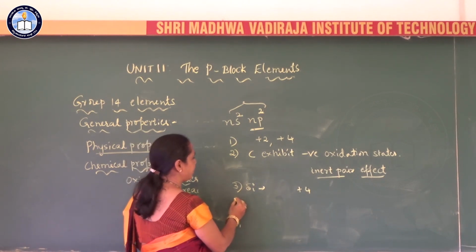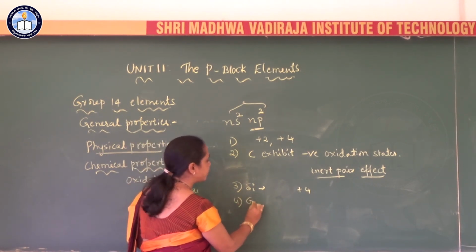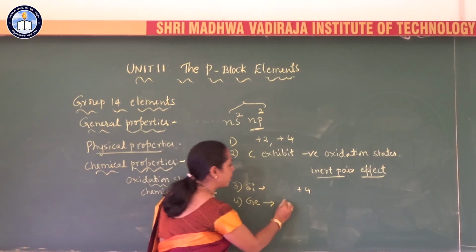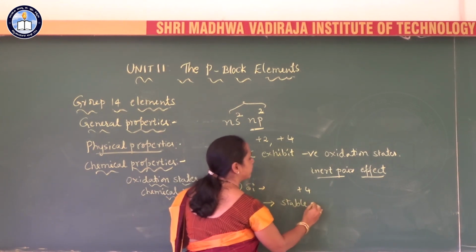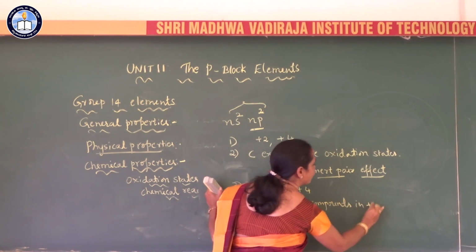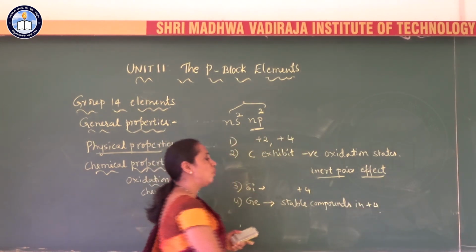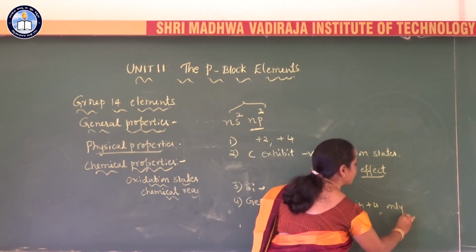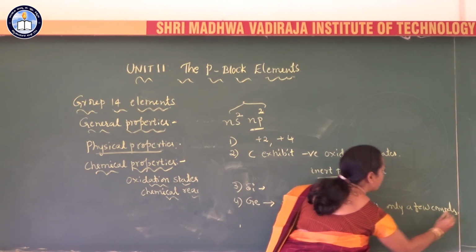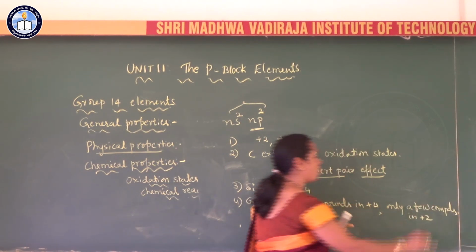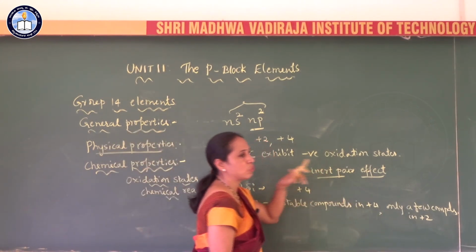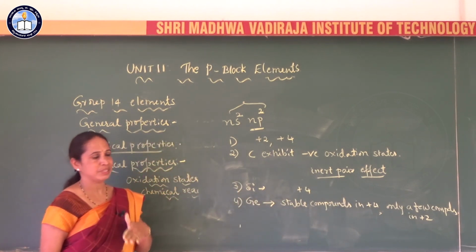And if you consider the next element, germanium, germanium forms stable compounds in +4 oxidation state, and only a few compounds in +2 oxidation state. For germanium too, +4 is the more common oxidation state.